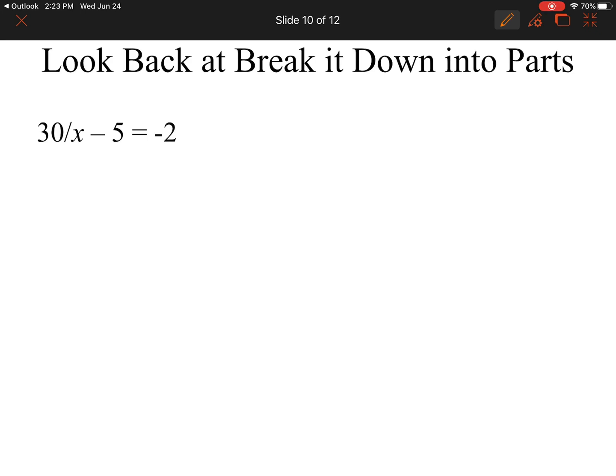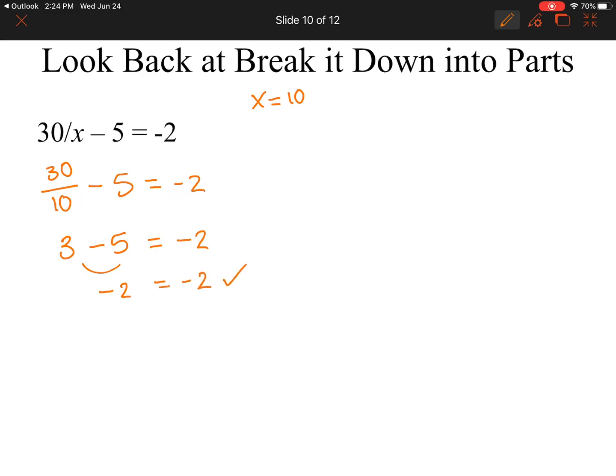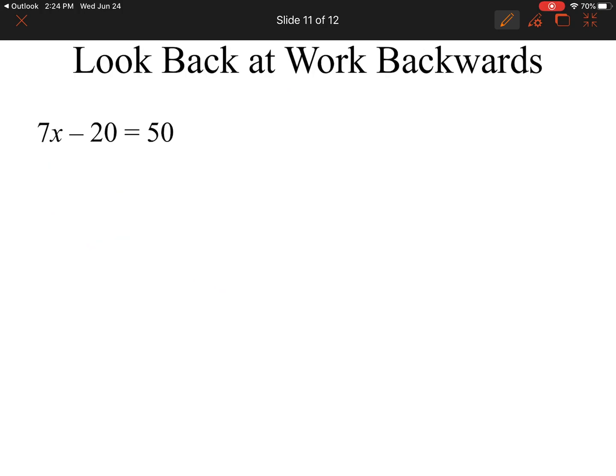So the equation we made was 30 divided by x minus 5 equals negative 2. Well, again, we could substitute 10 in, or we could solve our equation. So let's substitute 10 in. So we want x to equal 10, and we'll see if that works. So instead of 30 divided by x, we'll have 30 divided by 10. Well, 30 divided by 10 is 3. Minus 5 equals negative 2. 3 minus 5 is, in fact, negative 2. So again, we see that x equals 10 works for this equation.